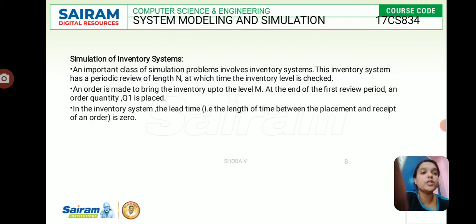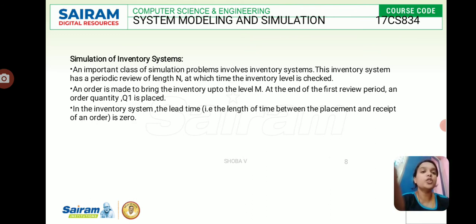Simulation of the inventory system, as we discussed previously: an important class of simulation problem involves the inventory system. This inventory system has a periodic review of length N, at which the inventory level is checked. For example, if you are going to purchase newspapers for 10 cents and sell them for 50 cents, the problem is to compute the optimal number of newspapers to buy so as to receive the best profit per day, depending on how many are sold. Through scrap, salvage profit will be there. Based on that we can calculate the profit and loss.